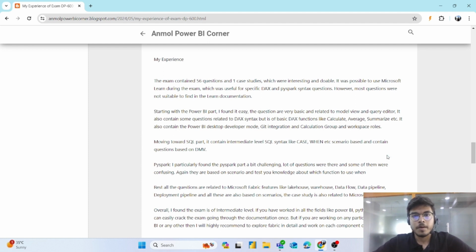Starting with the Power BI part, it contains questions related to model view, then Power Query editor, DAX, and row level security or object level security, and then the recent updates of Power BI Desktop developer mode, Git integration, and calculation group, and the Power BI service part.